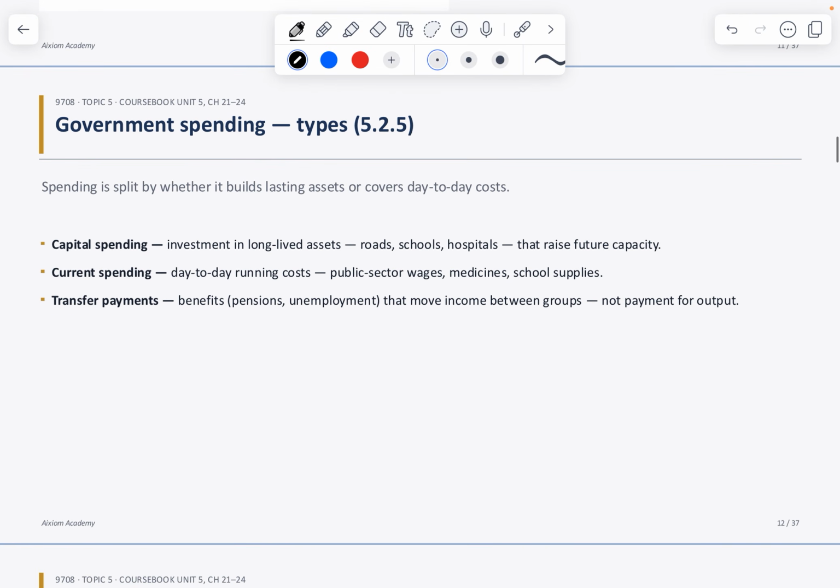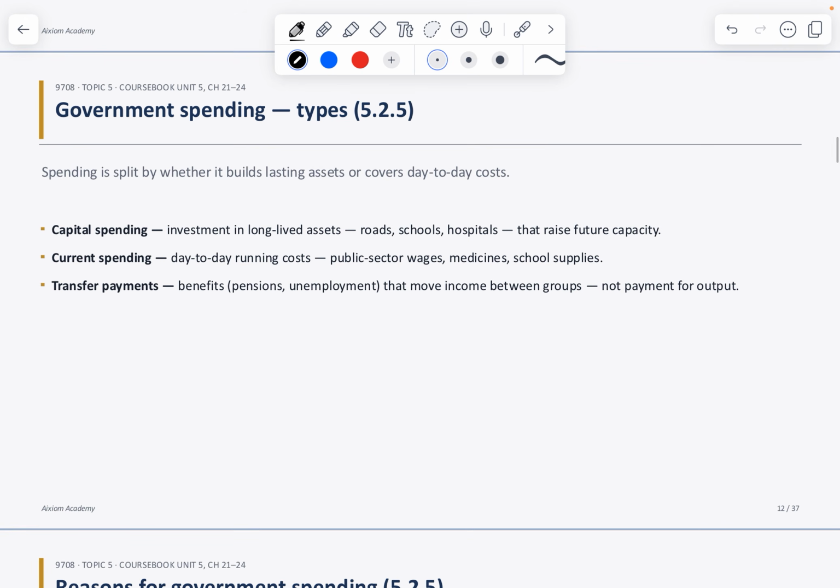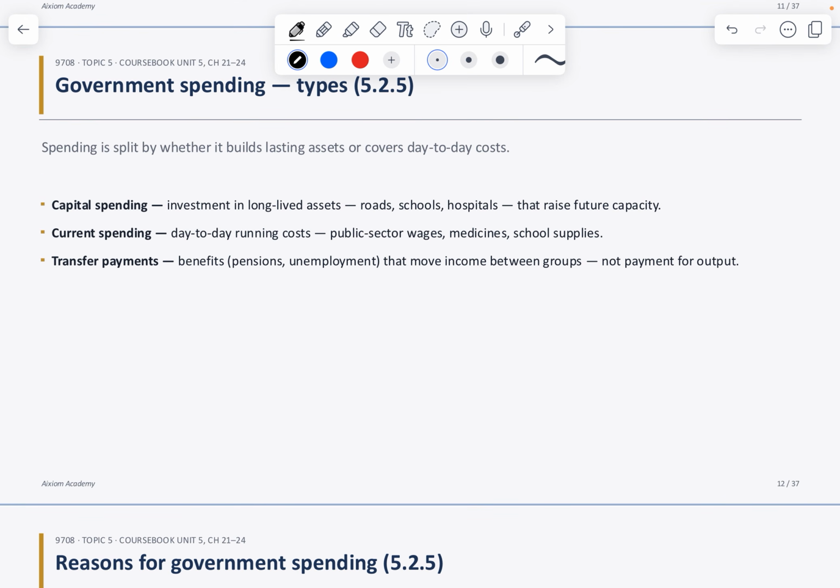And now we came to government spending. First, also a few definitions or classifications, which is capital spending. This is investment in long-lived assets, roads, schools, all this infrastructure that society needs. And also current spending, which is day-to-day running costs, like public sector wages, medicine, school supplies, etc. And then you have transfer payments, which are unemployment benefits and welfare to society.